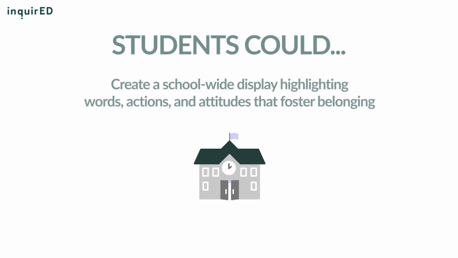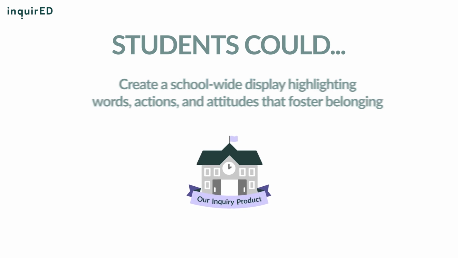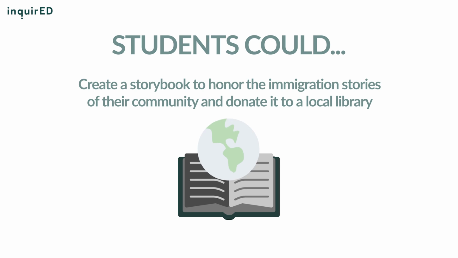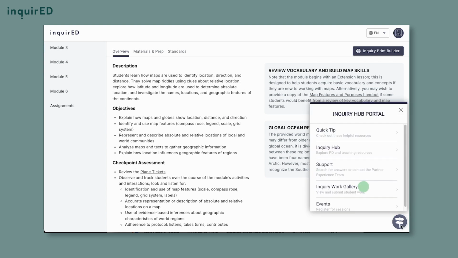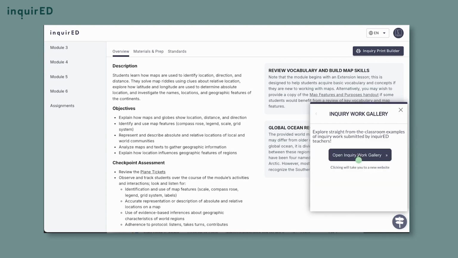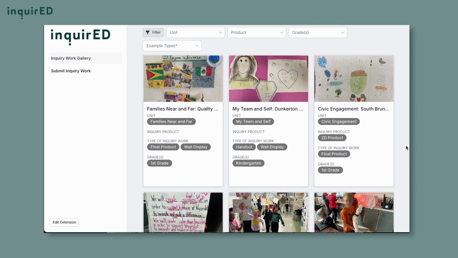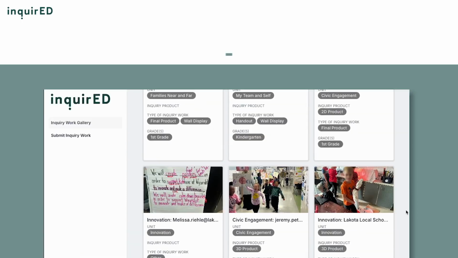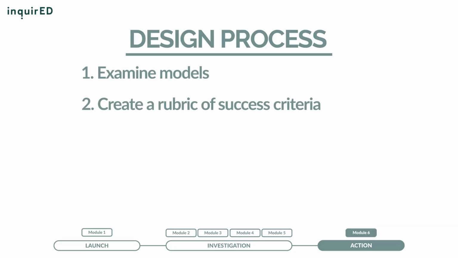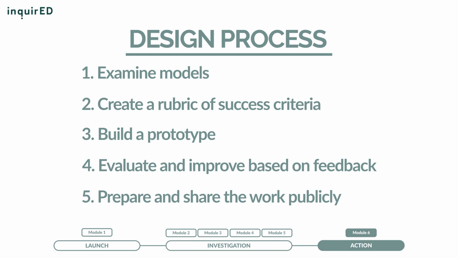For example, students could teach their school community by creating a school-wide display highlighting words, actions, and attitudes that foster belonging, or honor the immigration stories of their community by creating a storybook to donate to a local library. And you can always check out the Inquiry Work Gallery for more inspiration. These examples come from InquireEd's partners across the country and around the world. No matter the product, Module 6, the Action Module, will guide students through the design process step by step.